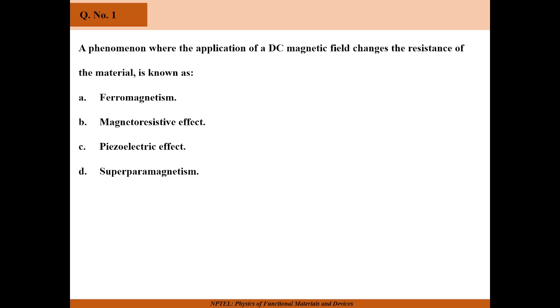So the first question for today's session is: the phenomenon where application of a DC magnetic field changes the resistance of a material is known as ferromagnetism, magnetoresistive effect, piezoelectric effect, or superparamagnetism. Just think for a while, then we'll discuss the answer.